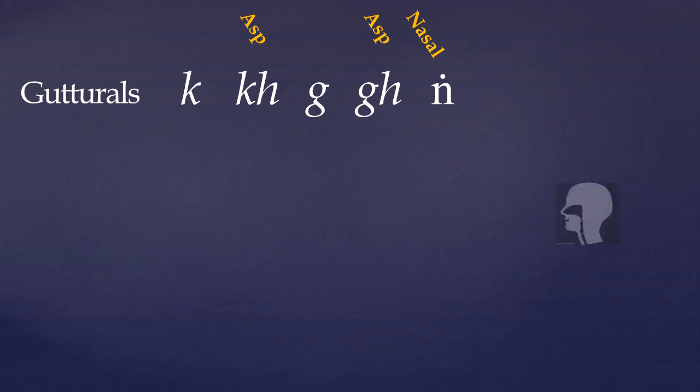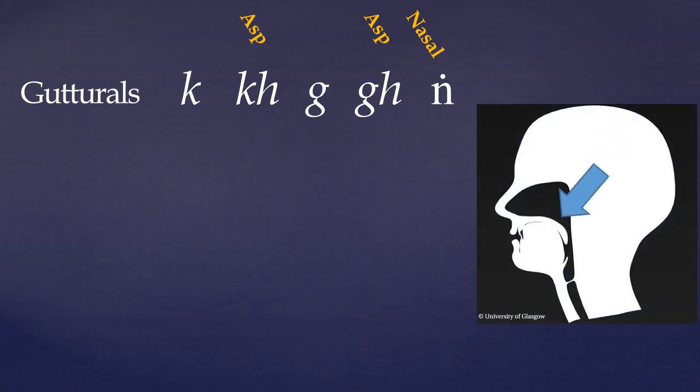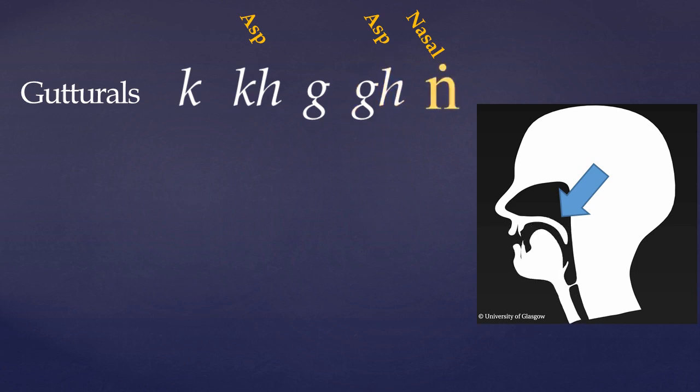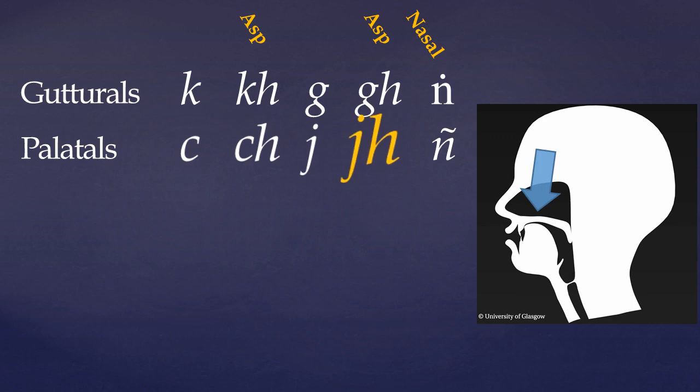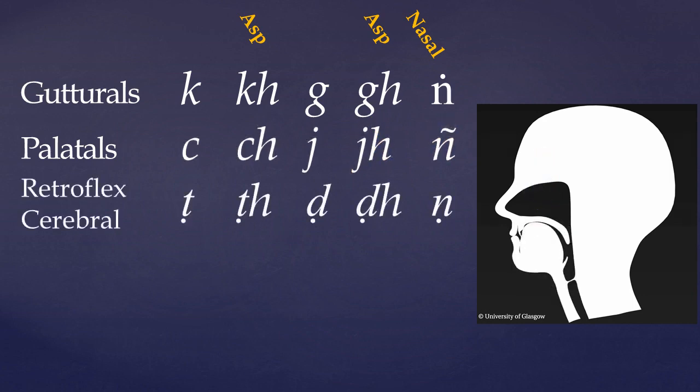The gutturals are formed at the back of the mouth, and these are also called velars. Ka, kha, ga, gha, nga. The palatals are made with the back of the tongue touching the palate or the roof of the mouth. Cha, chha, ja, jha, nya.